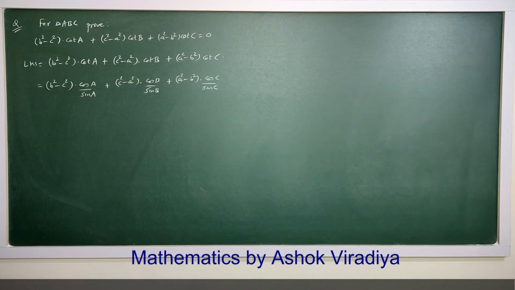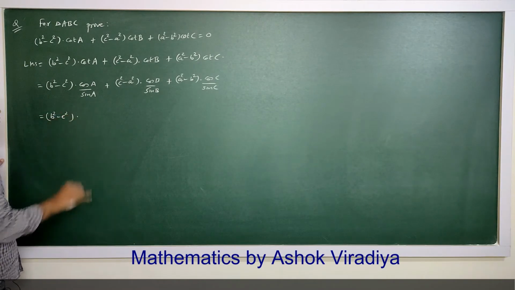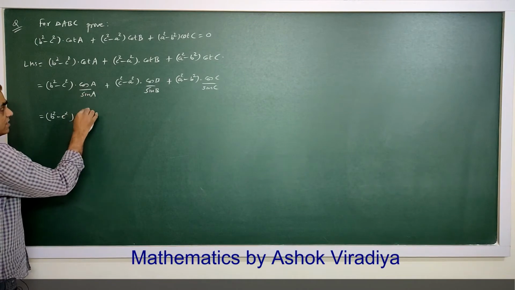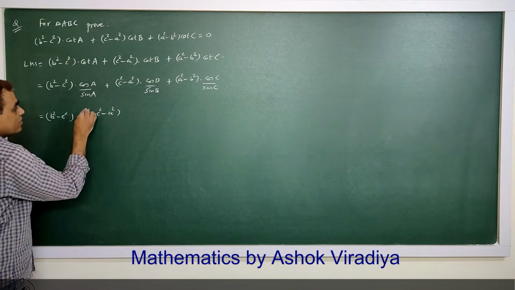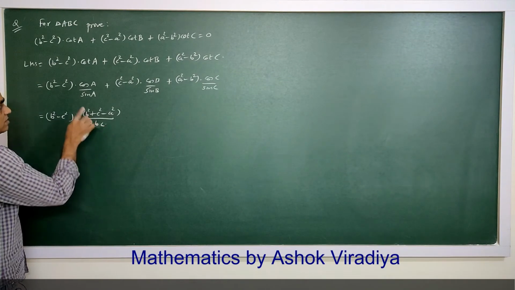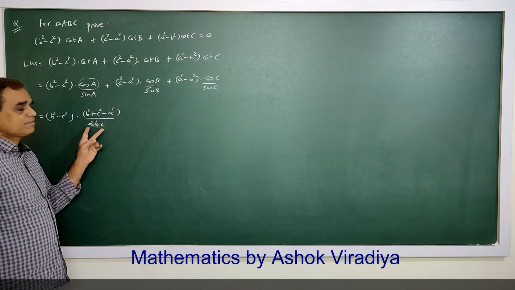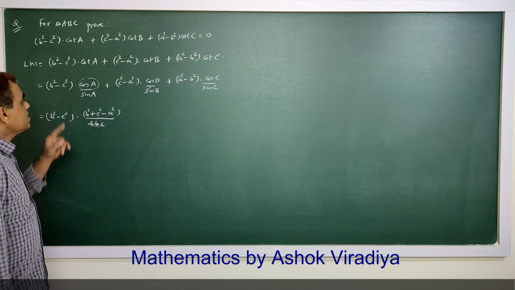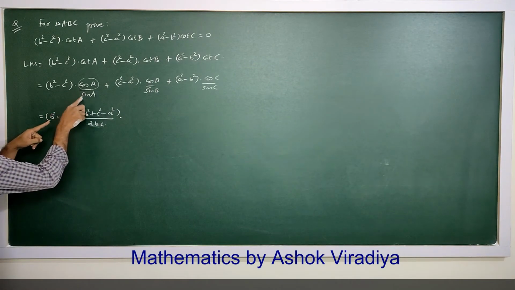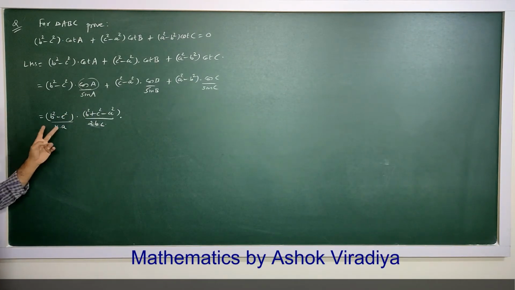Now we are using sine rule and cosine rule both. So b square minus c square into, now cos A is b square plus c square minus a square upon 2bc. Now sin A, this is in the denominator, I am putting here the value of sin A. Sin A is k into A. See how it is k into A.